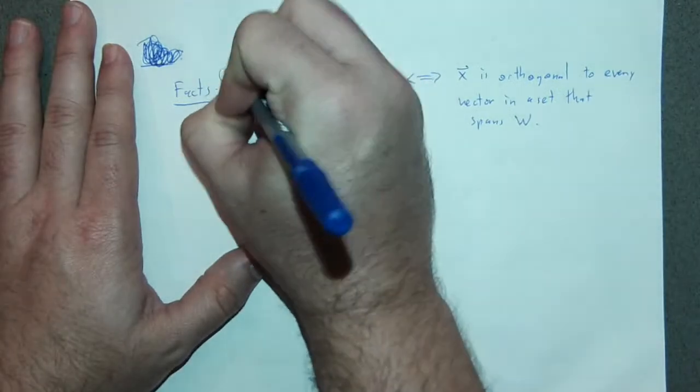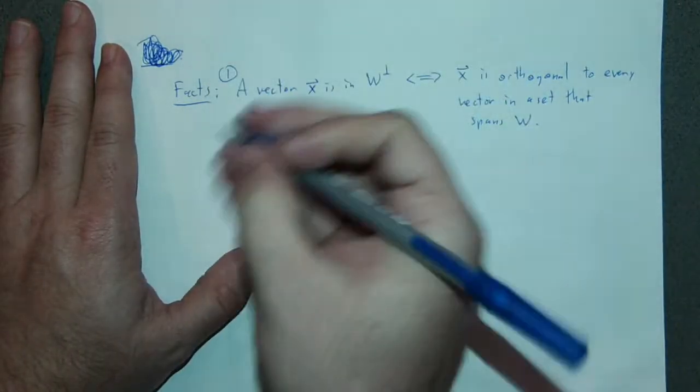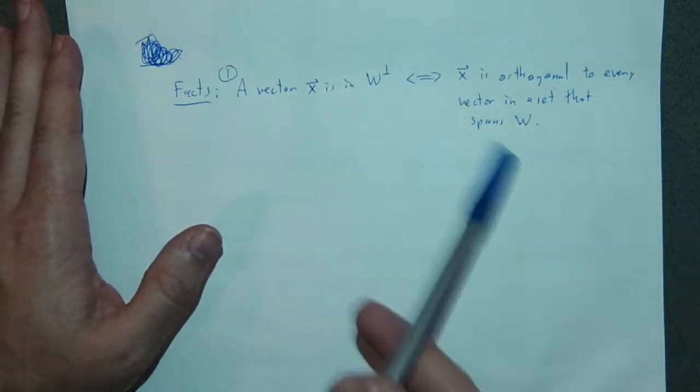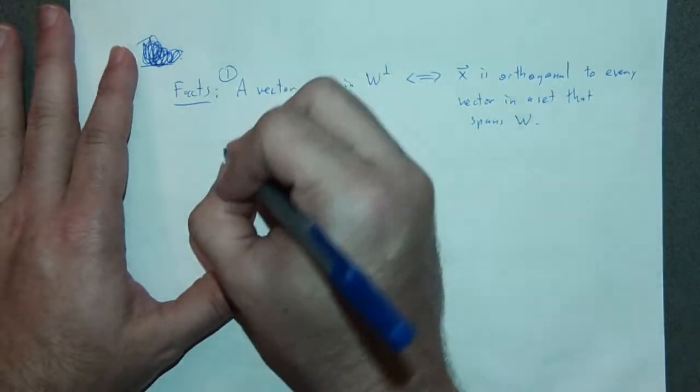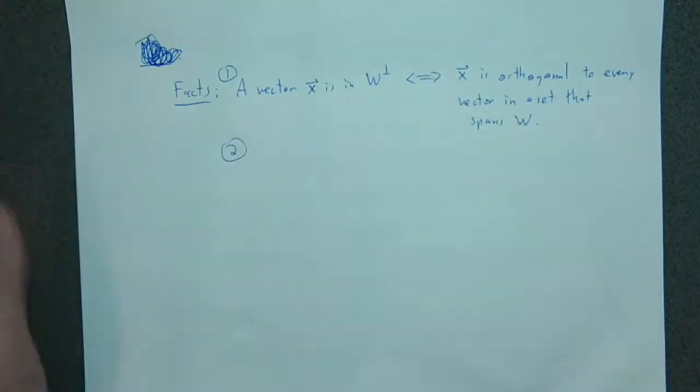So you have a spanning set for W. x is orthogonal to every single vector in that set. It's clearly orthogonal to any vector in W. You can prove that if you want. I'm not going to do it, but it's like a one-line proof once you recall that the dot product satisfies everything it needs to with linear combinations.